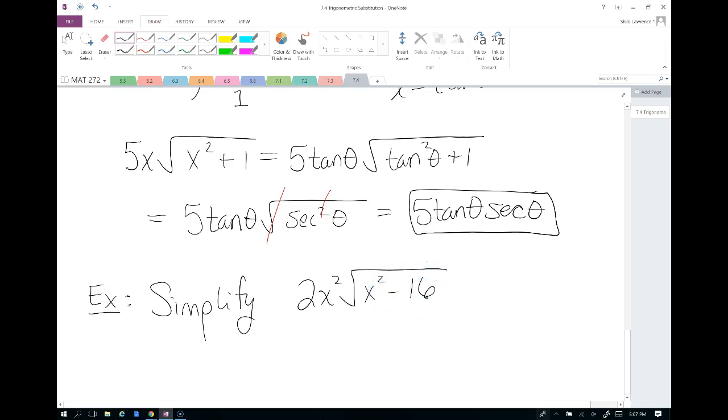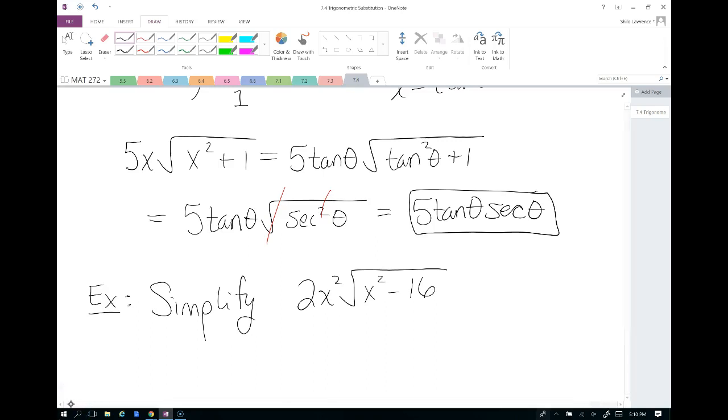We want to simplify 2x squared times the square root of x squared minus 16. So this one again is a difference of squares, but if you compare it to the first one we did, there is a significant difference in the two problems. In the first one that we did, we had a number first and a variable second, and that's going to make a difference when we set up our triangle and figure out which substitution to do.